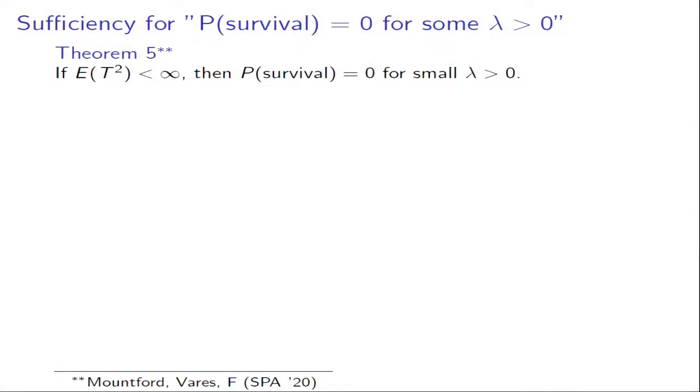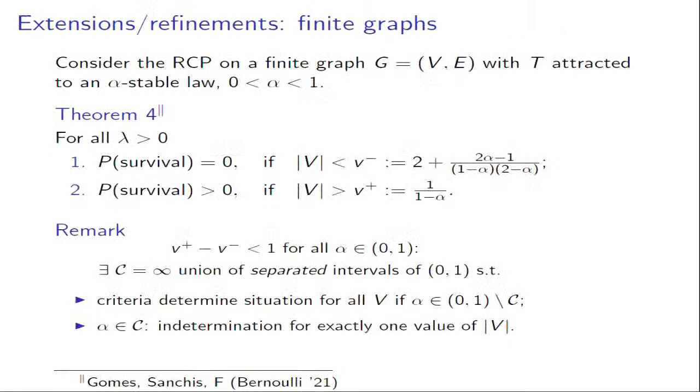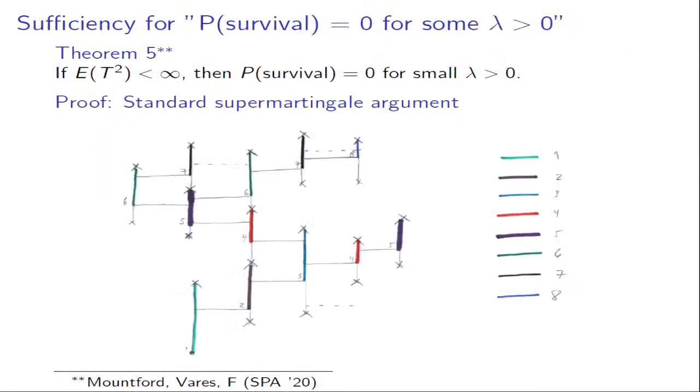Okay, so this is one condition: the inter-arrival distribution has a second moment. When you have this condition, you can set up a comparison to branching, the standard argument of comparing to branching, or a supermartingale argument, and the idea is quite standard.